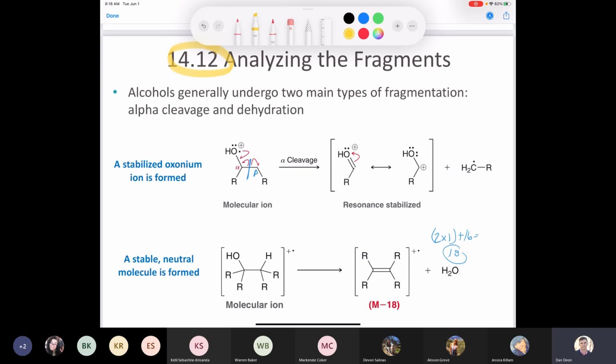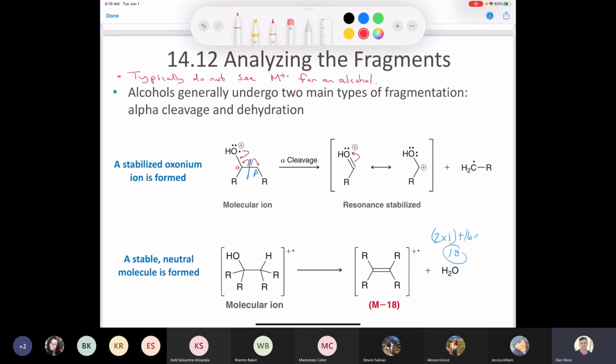So I didn't put that in my slides, but I'm going to add that here. We'll put here, typically do not see a molecular ion, okay, for an alcohol. And again, the reason why is just because alcohols are prone to fragmentation so fast. They just poof, blow apart.